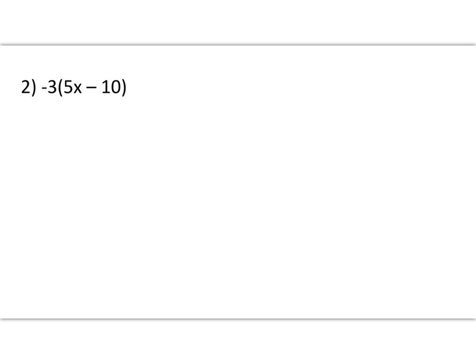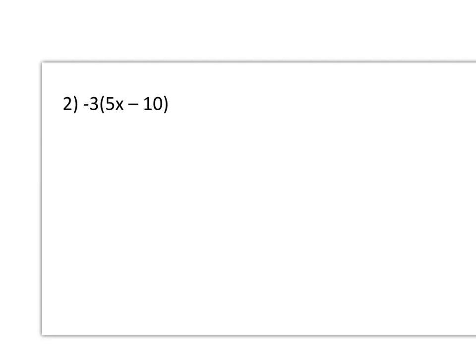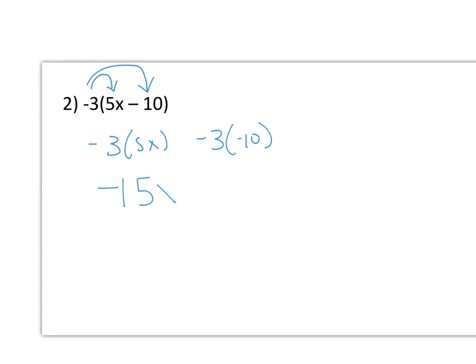Here's number 2. I notice that -3 is on the outside of parentheses, so that tells me that I'm going to distribute or multiply that -3 with everything that's on the inside. So I'm multiplying -3 with 5x, and I'm multiplying -3 with -10. And when I simplify, I get -15x plus 30. Those are not like terms, so that is my final answer.